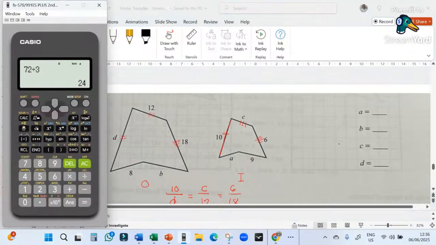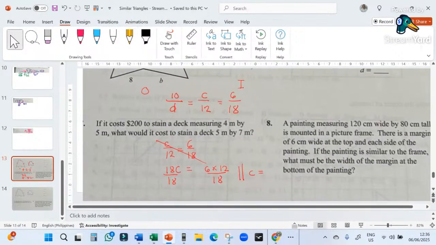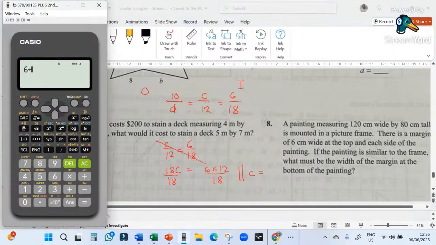Okay, it's 6 divided by 12, right? 6 divided by 18, I should say. Oh, 6 times 12 divided by 18. Sorry. So 6 times 12 divided by 18. You can do that, okay? Well, if you're confused with that, then we'll better use the fraction. 6 times 12, and you go down, that would be 18, equals 4.